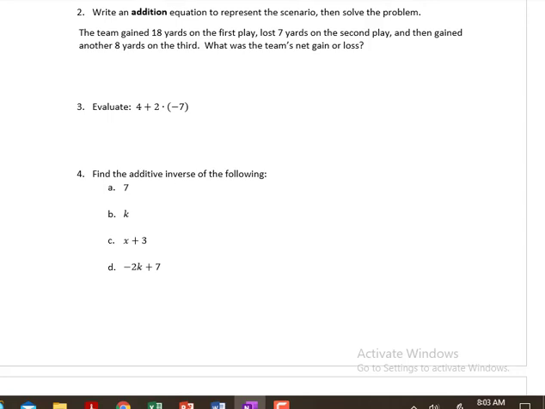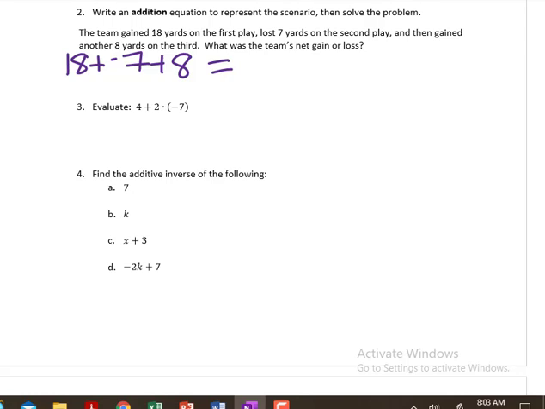This is an addition problem. So we will start with an 18-yard gain, which would be a positive 18, plus a 7-yard loss, which would be plus -7, plus. Then gained another 8 yards on the third play, plus 8. So it has to be an addition problem. We have to have both of those pluses to have a correct answer.